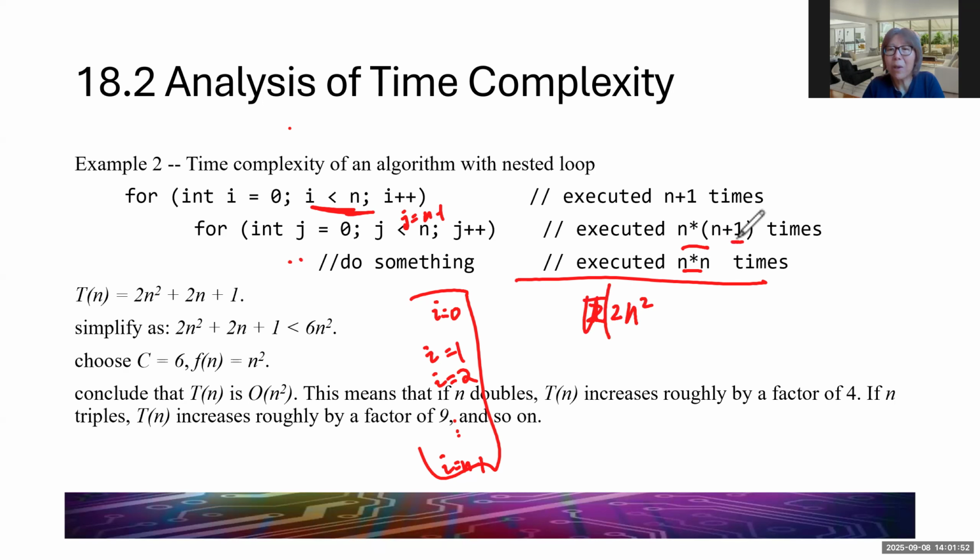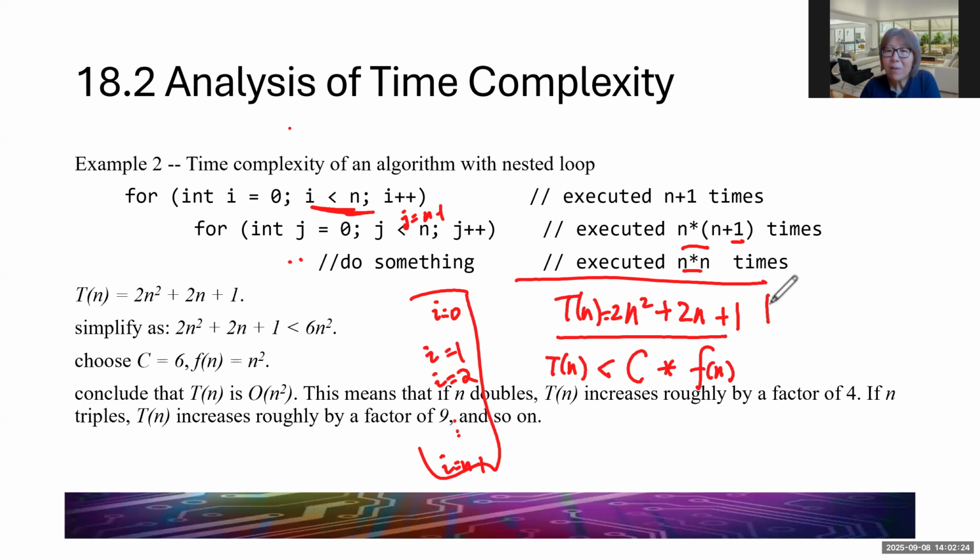How many n do we have? We have 2n. And how many constants? We have 1. So basically this is our T(n). So we come up with T(n). Our goal is to find a constant that times F(n). Basically this is a polynomial.